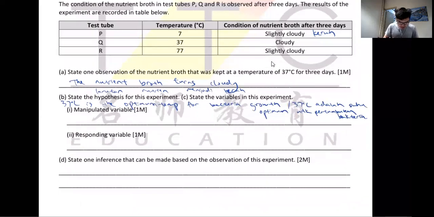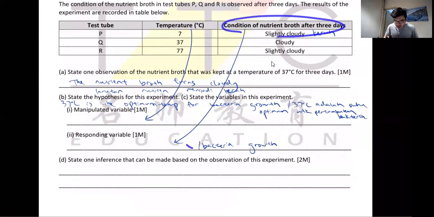All right, so number 2, manipulated variable. State the variable. What's the MV? What is the thing that you're trying to change here? That would be your temperature. All right, and what's your responding variable? That would be your condition of your nutrient broth after 3 days. Or you can even write bacteria growth. Okay, bacteria growth, because they are the same thing. Condition of the nutrient broth means the bacteria growth now. It represents the same thing. So both cases it goes. So you can write any one of it.